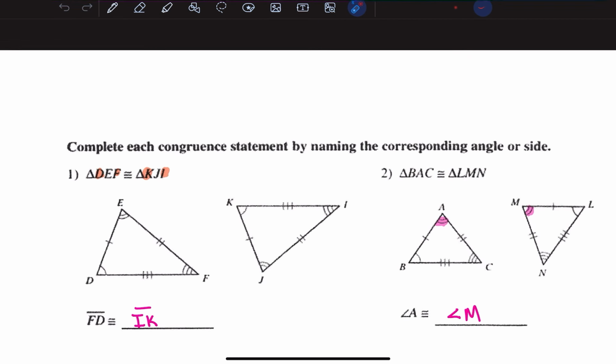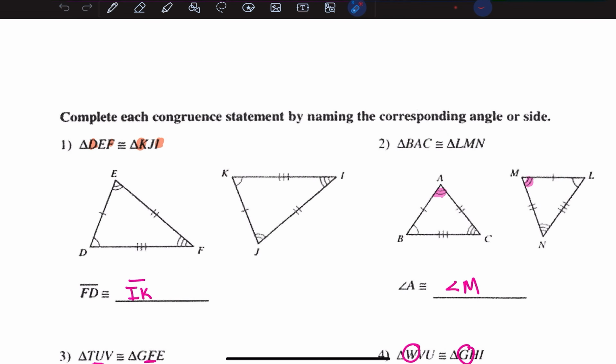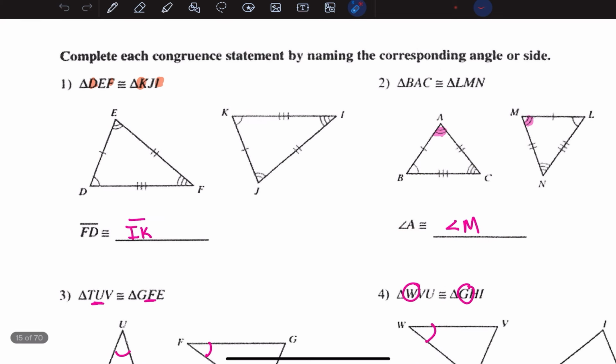So now you are to name the corresponding angle or side based off of the definition. They gave us FD for the first one. See how I highlighted F and D? It tells me the matching letters. And I kept the order the same. F came first, so it comes first, then K. Same thing here. Angle A is in the middle. Angle M is in the middle. So angle A must be congruent to angle M because they are corresponding.